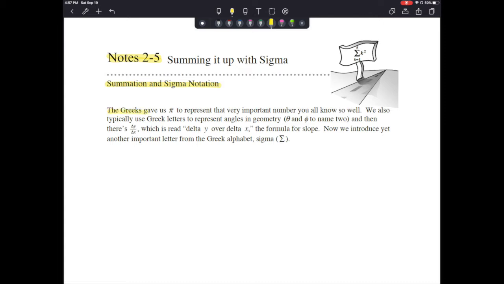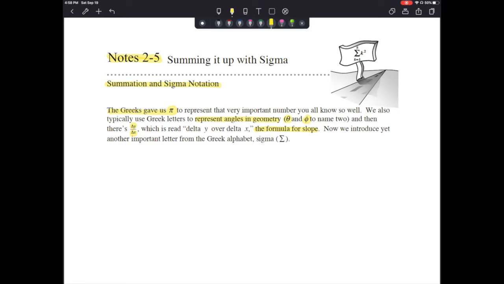The Greeks gave us pi to represent that very important number you all know so well. We also typically use Greek letters to represent angles in geometry. Theta and phi are just two to name right now. And then there's delta y over delta x, which we use in our formula for slope.